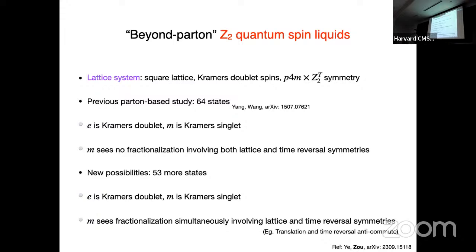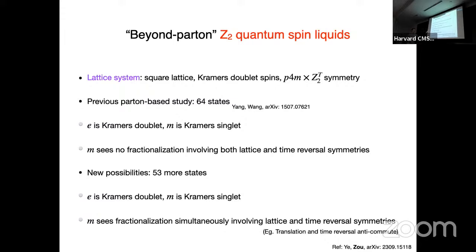But we found another 53 states. Again, for those 53 states, E is a quantum doublet, M is a quantum singlet, but for all those cases, I always see some fractionalization simultaneously involving lattice and time-reversal symmetries. For example, translation may not commute with the M boson, and some other lattice symmetry may not commute with the M boson.